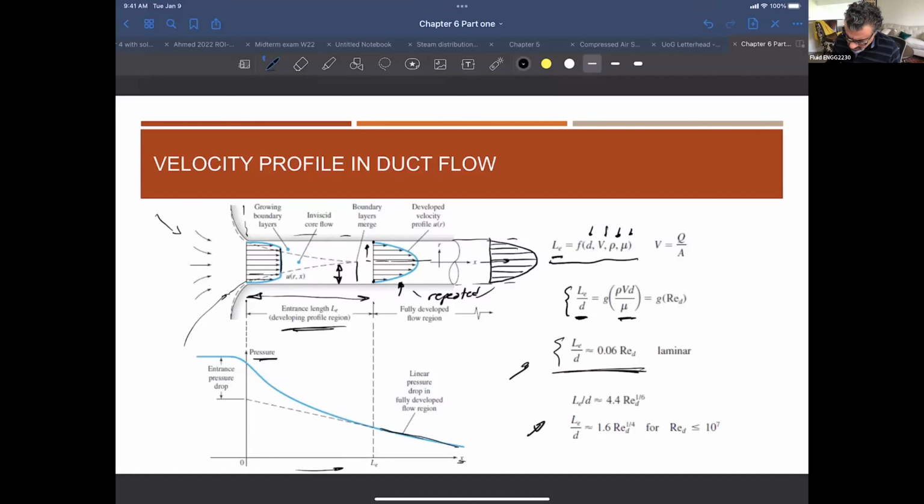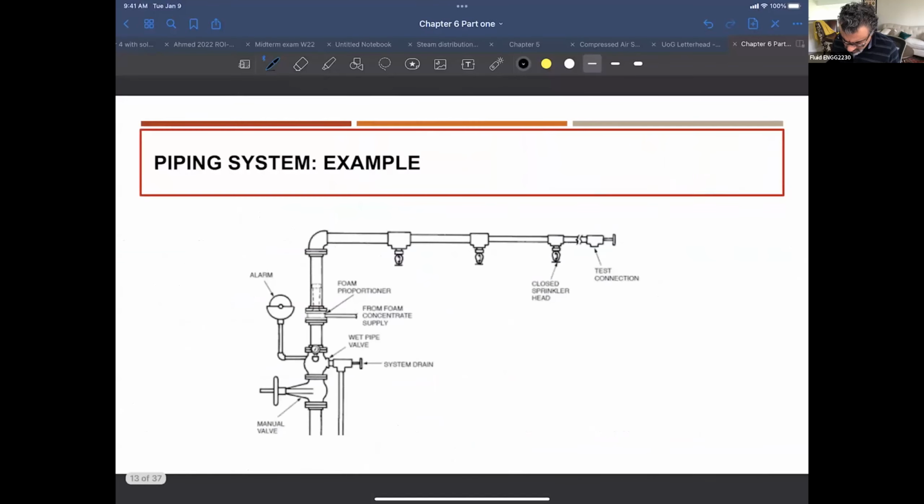And this is something for your information. So a piping system, most of this piping that is carrying fluid from one point to another is not going to be only a straight pipe, and it's not going to be only a straight pipe with the same diameter.